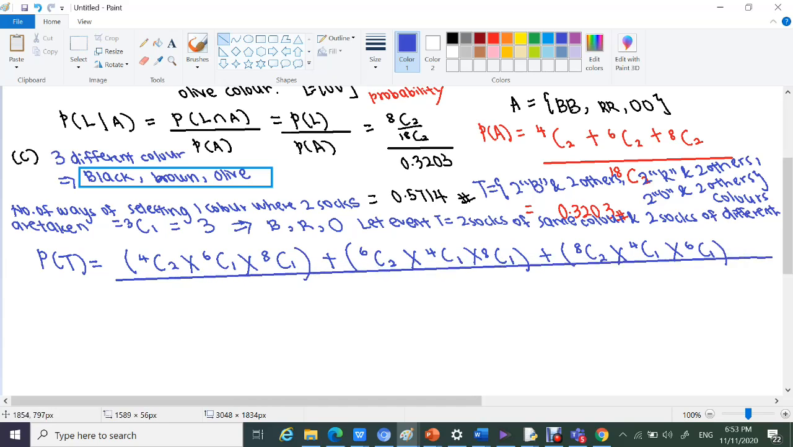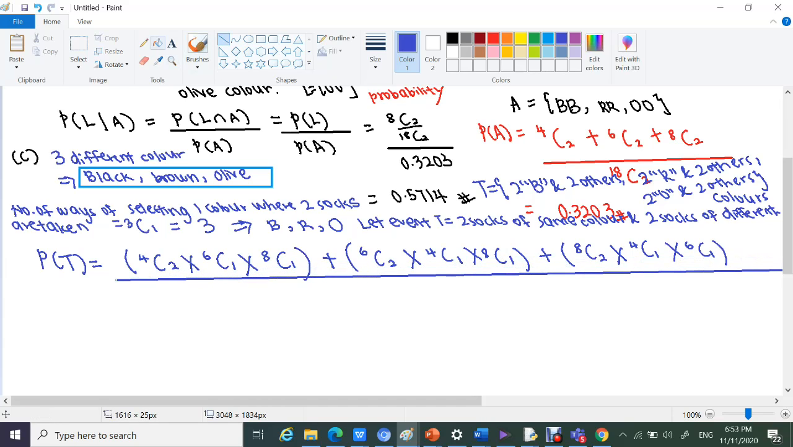And we are going to divide this by the total, because we just choose 4 socks out of the total of 18 socks, right? So 18 choose 4. You will find out that you will get an answer of 0.4706. This is how we solve for this question right here.